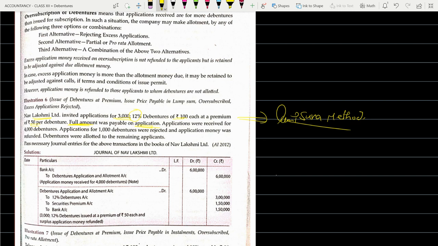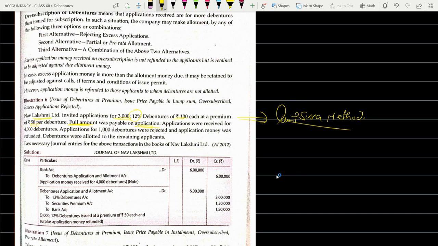Debentures were allotted to the remaining applicants. So that means out of 4,000, 1,000 you are rejecting, and for the balance 3,000 you have to collect the amounts. Okay, so this is the concept of this particular problem, and they have given you how many applications you have received. Applications for 1,000 debentures were paid immediately, and the remaining applicants were rejected.